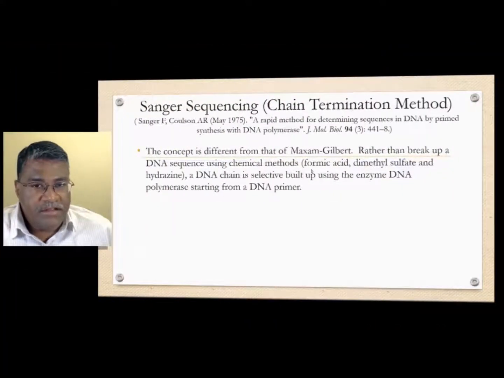Rather than break up a DNA sequence using chemical methods, the formic acid for the depurination, the hydrazine for the depyrimidation, the dimethyl sulfate for the methylation, a DNA sequence is selectively built up using the enzyme DNA polymerase, starting from a DNA primer.